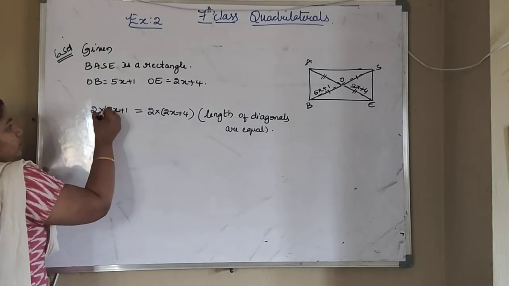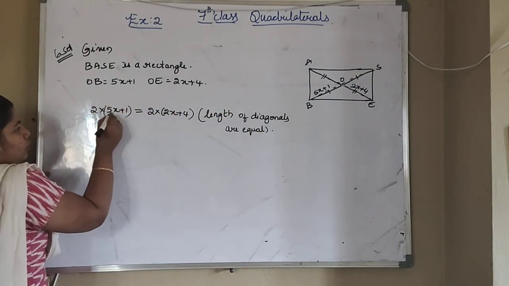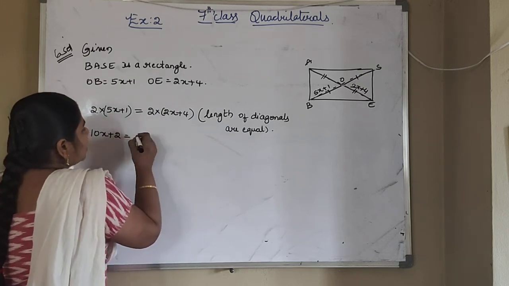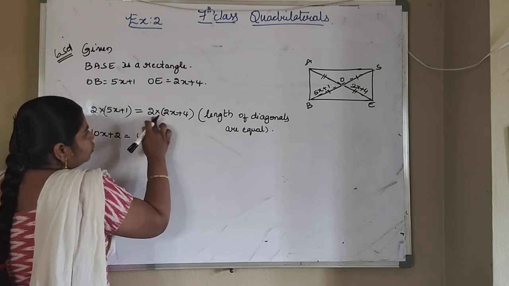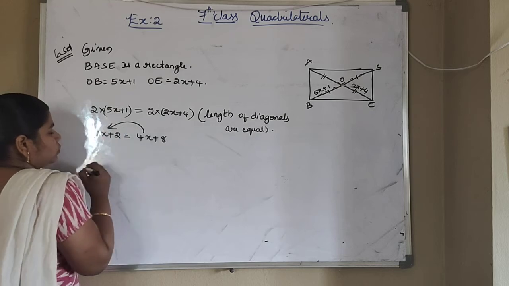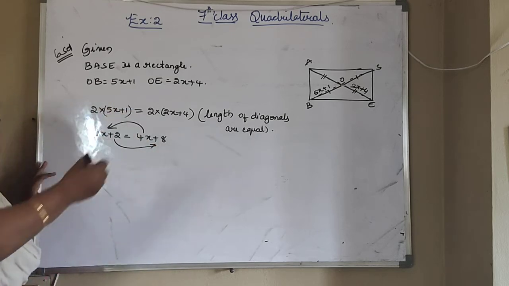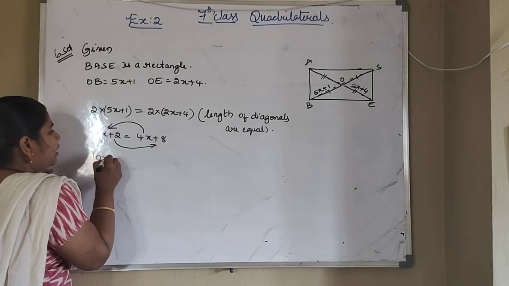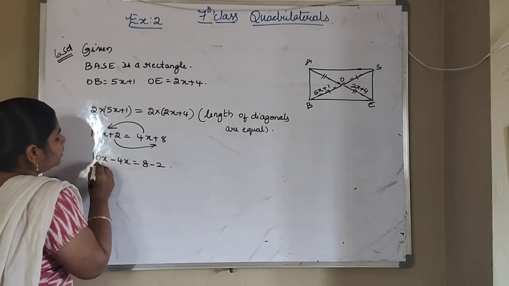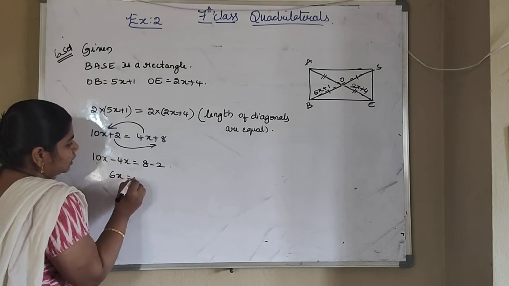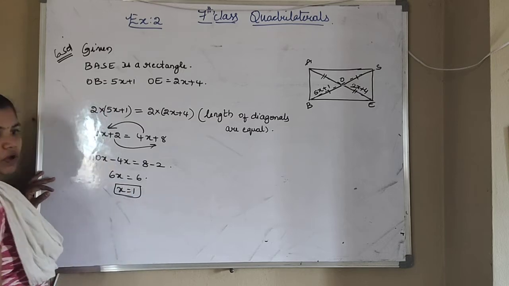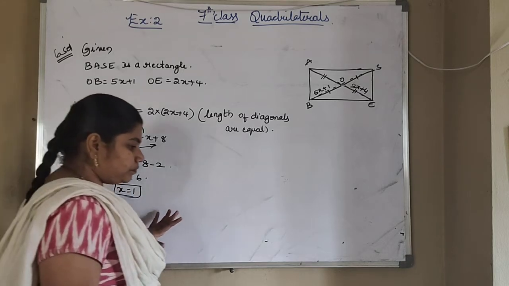Okay. So now multiply the terms. 2 5s are 10x plus 2 is equal to 2 2s are 4x plus 8, 2 4s are 8. Now transpose the terms. Bring this 4x to this side and plus 2 you take to the other side. So that will be 10x minus 4x is equal to 8 minus 2. So here 10 minus 4 will be 6x is equal to 6. So the x value is how much here? 1. So we got the x value as 1.